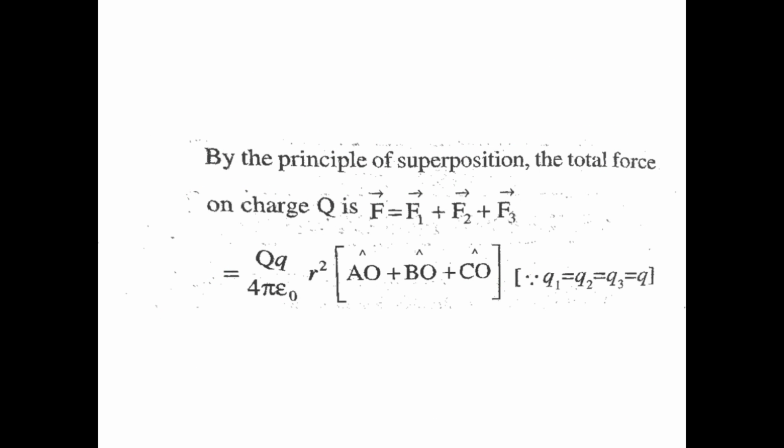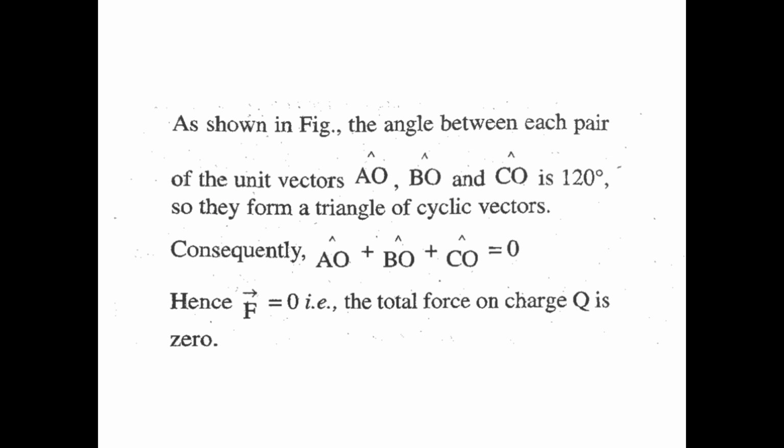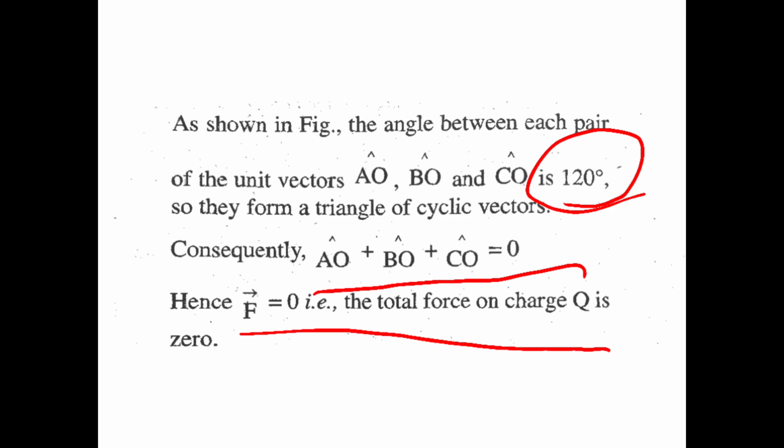Then by the principle of superposition, the total force on charge q is F equal to F1 plus F2 plus F3. As they are equal in magnitude, the angle between them is 120 degrees, and A cap plus B cap plus C cap is equal to 0. Hence the total force F is equal to 0.